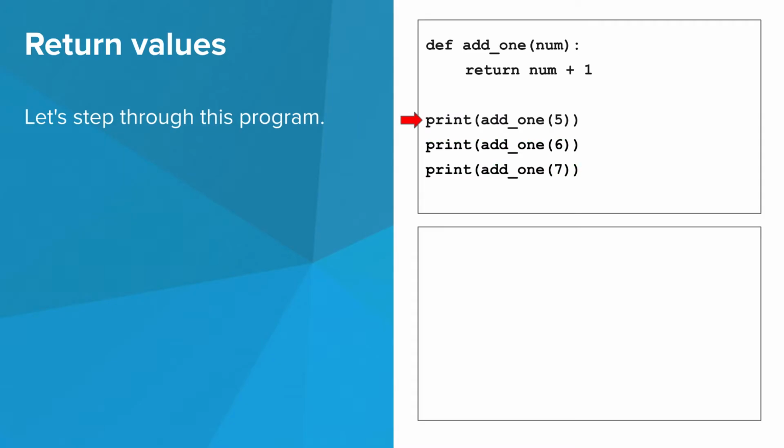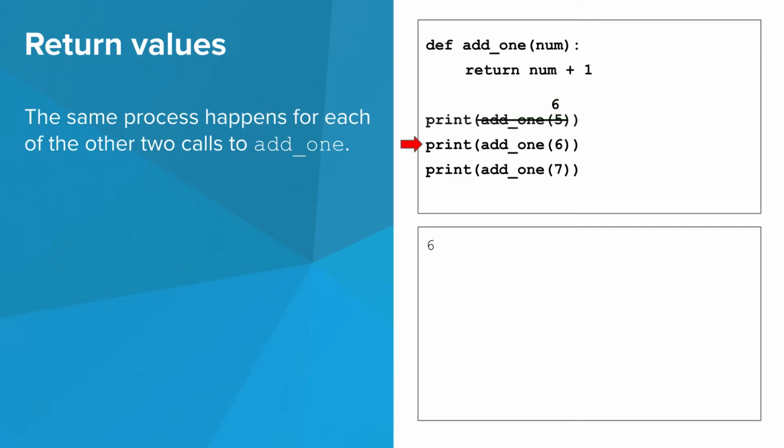The program starts after the function definition, though the interpreter makes a note of what add1 means. In order to figure out what needs to be printed, the interpreter dives into the instructions for add1 and keeps track of where it left off. The parameter num is given the value 5 this time. That makes the return value 6. Now, print has something that it understands, the number 6. The same process happens for each of the other two calls to add1.